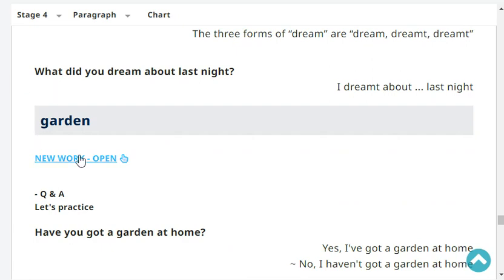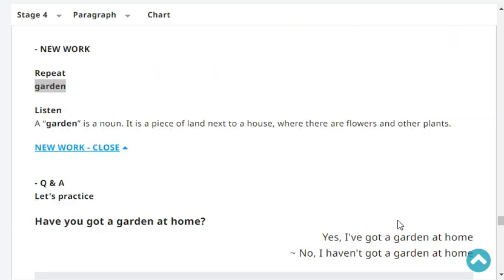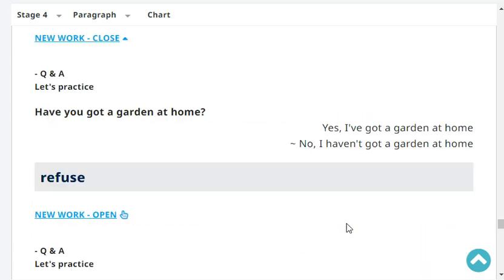Next repeat. Garden. Garden. Very good. Okay, listen. A garden is a noun. It is a piece of land next to a house where there are flowers and other plants that you take care of. Let's practice. Have you got a garden at home? Yes or no? No, I haven't got a garden at home. Very good.